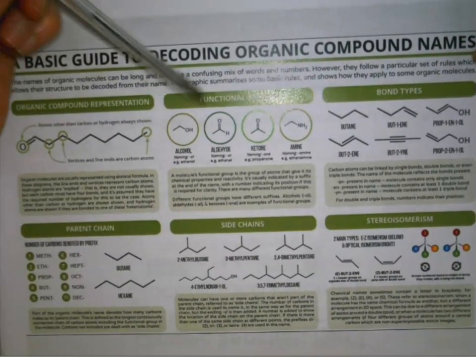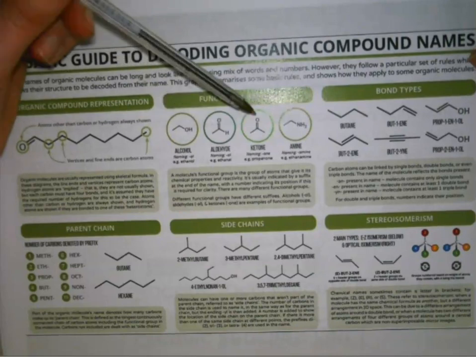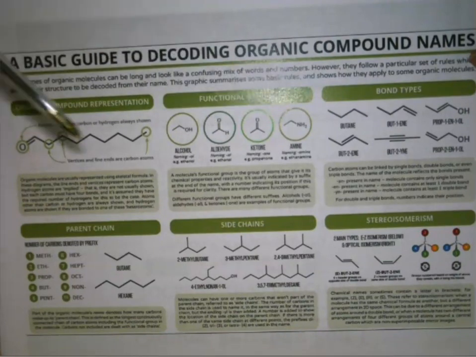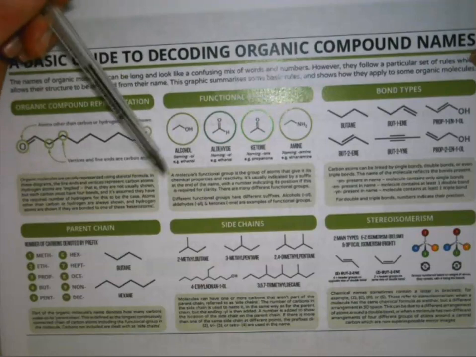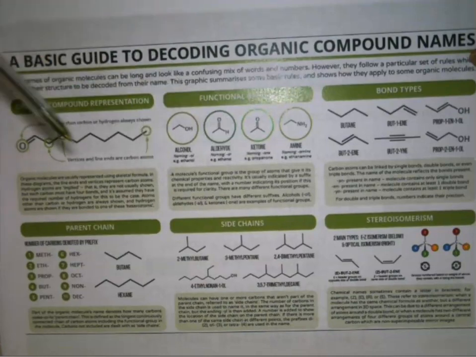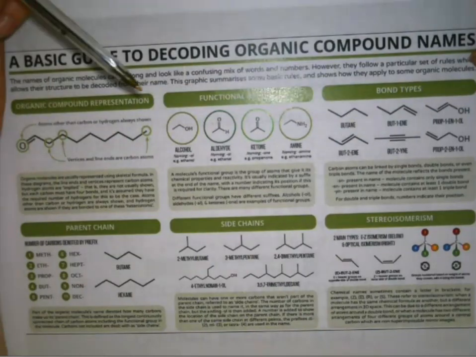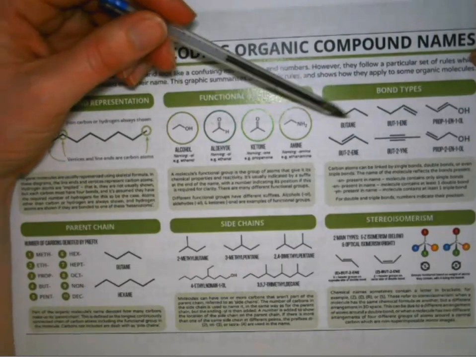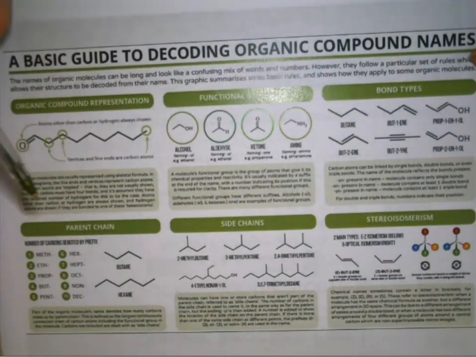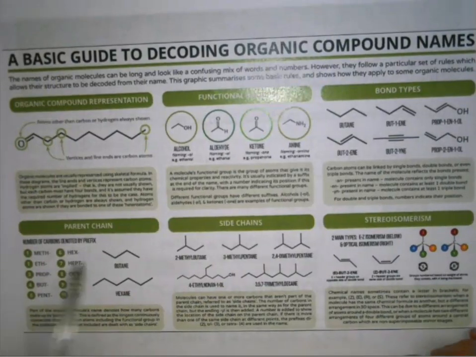For example, we didn't look at aldehydes, ketones, or amines. But this does still give you a description of functional groups and gives you an example of alcohol, which we know. It talks a little bit about the different bond types, so alkanes and alkynes, which we did talk about, all of the prefixes for the number of carbons, and a little bit of information about side chains and how they're located.